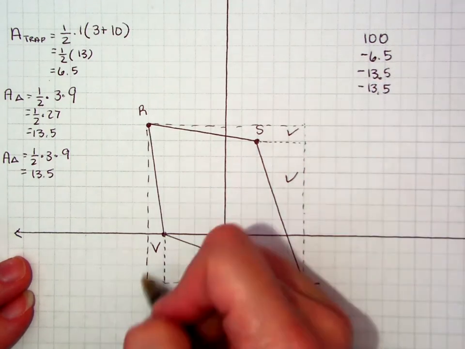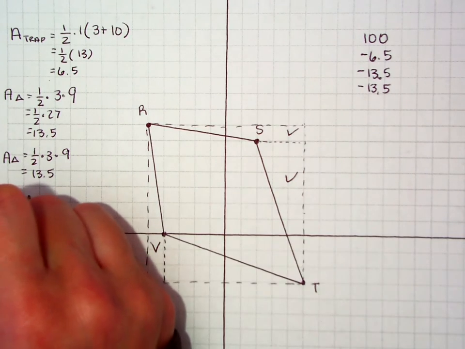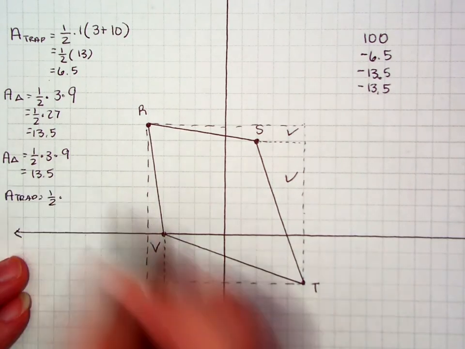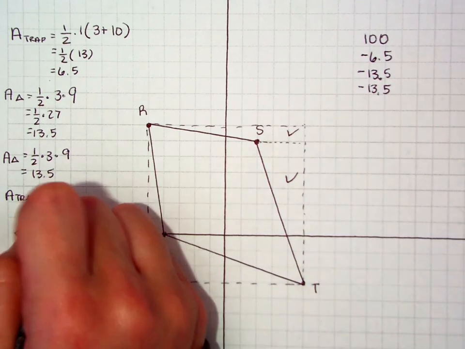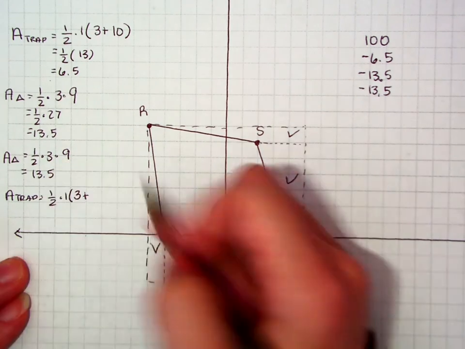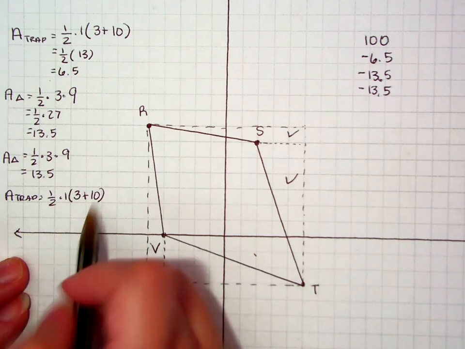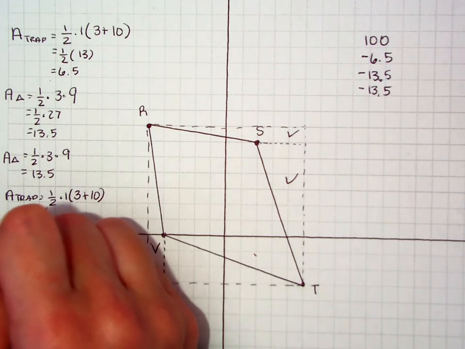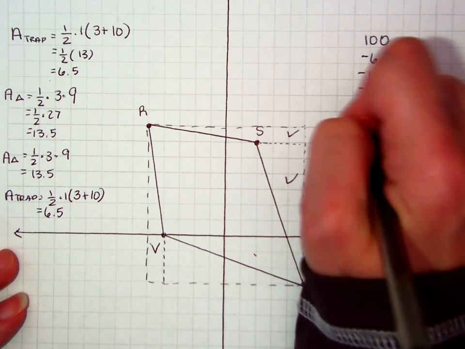And finally, we're going to do this particular trapezoid. The area of the trapezoid is 1/2 times the height. The height between the two parallel bases is 1 unit, times the first base, which is 3 units, plus this other base, which we already knew was 10 units, which gives us the same result we had up here, 6.5. So we'll subtract off the 6.5.